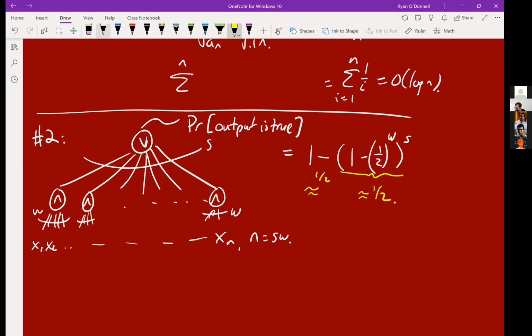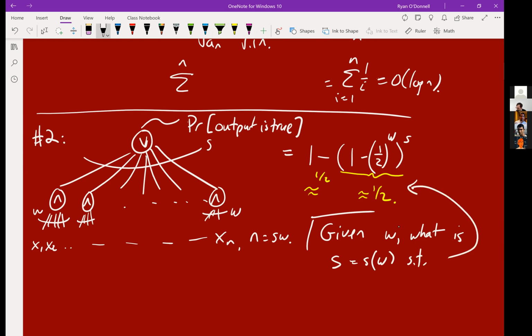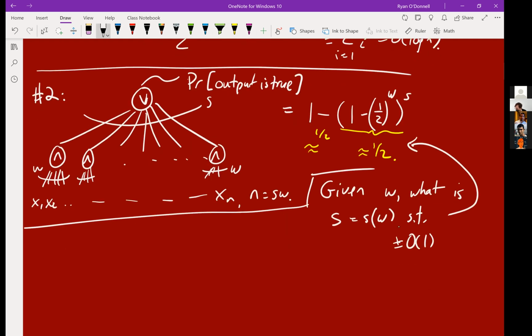Basically the problem is, given a fixed W, what is S, which is going to be a function of W, such that this thing is about a half. Maybe S has to be an integer, but the question is only asking you to get this up to plus or minus order 1, and rounding off a number to an integer changes it by less than 1. So we won't worry about that. So W is fixed, and we want this expression to equal a half. What does that force upon S? So far so good.